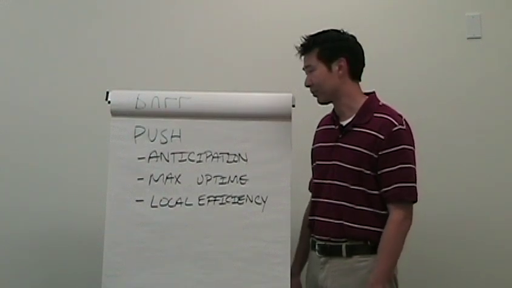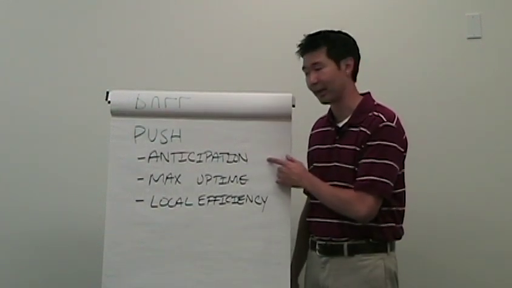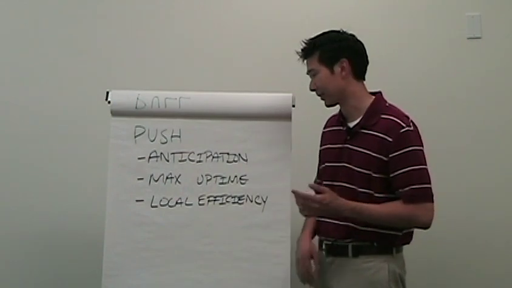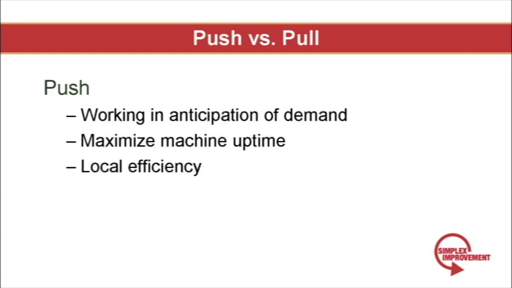So by definition, a push system is working in anticipation of demand. There's no signal to tell you when to start or when to stop, so you generally keep producing. It's generally used to maximize the uptime of a particular workstation or a machine, and they're generally shooting for a local efficiency of that machine.